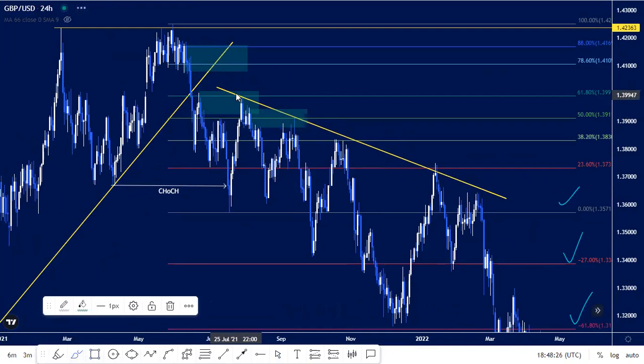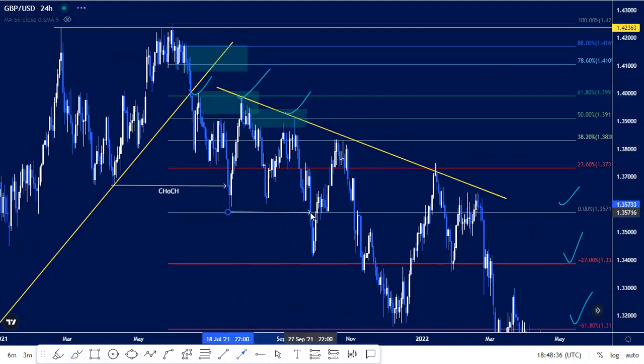Here you could have sold. Then here we came all the way, and that was a break of structure. Now this is a break of structure.